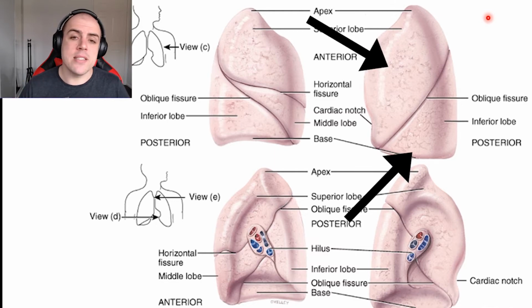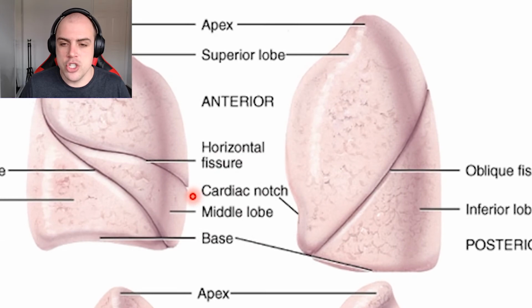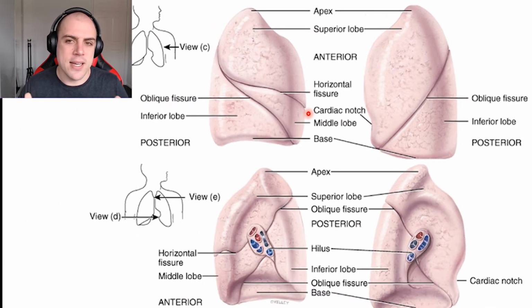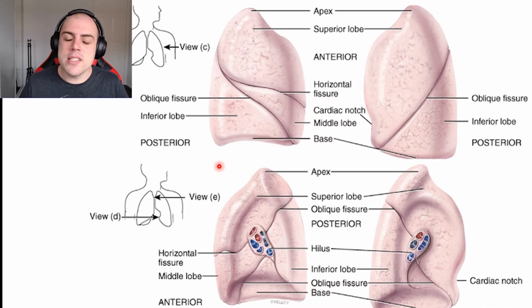Now, the primary reason for this is because of this little feature here, the cardiac notch. So the reason why the left lung is actually smaller is because our heart's in the way. Now, in the same way that we explored with the cardiovascular system, looking at the heart and at that coronary circulation, the same principle is true when we're looking at the lungs.